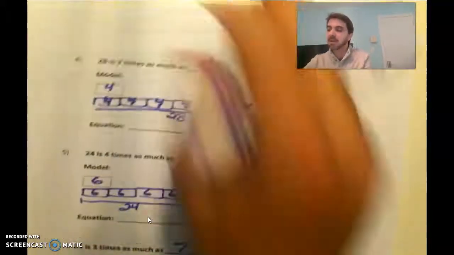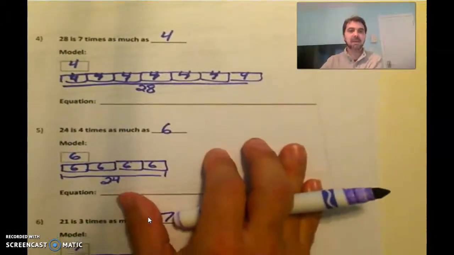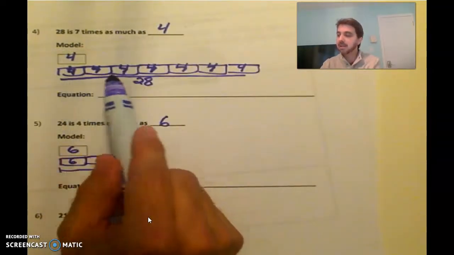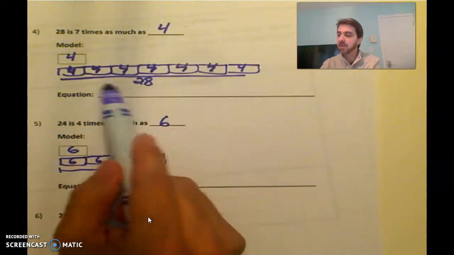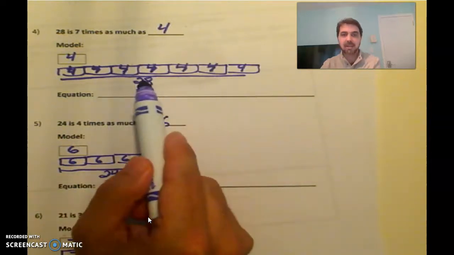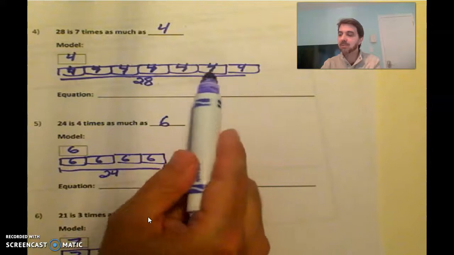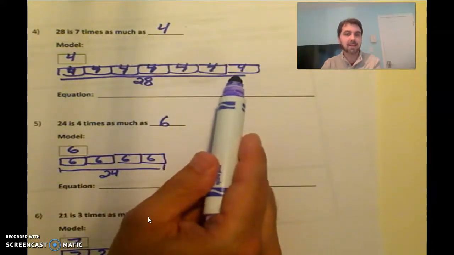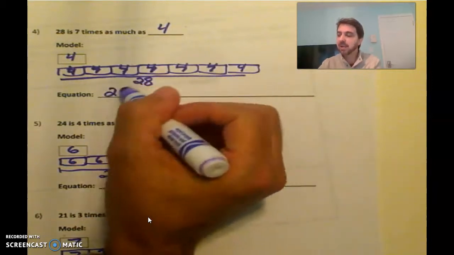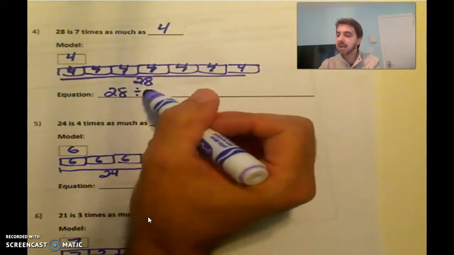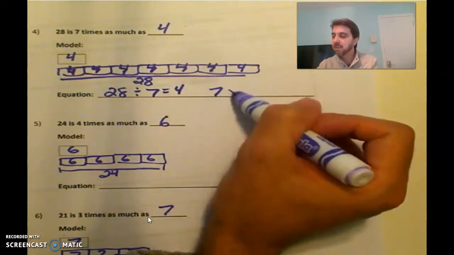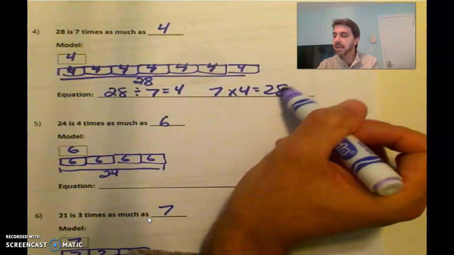On the next page, here are the answers. 28 is 7 times as much as 4. So you can see that there's 7 of them. We knew it was 28. 28 divided into 7 equal parts gives you 4. 4, 8, 12, 16, 20, 24, 28. So your equation could have been 28 divided by 7 equals 4, or 7 groups of 4 equals 28.